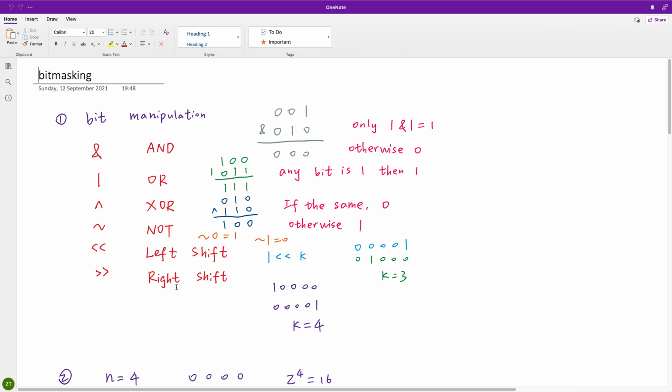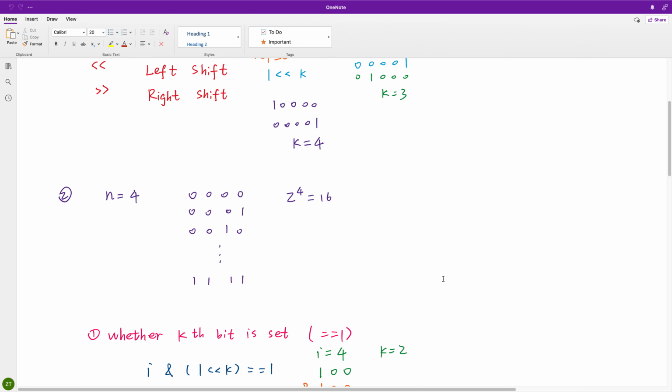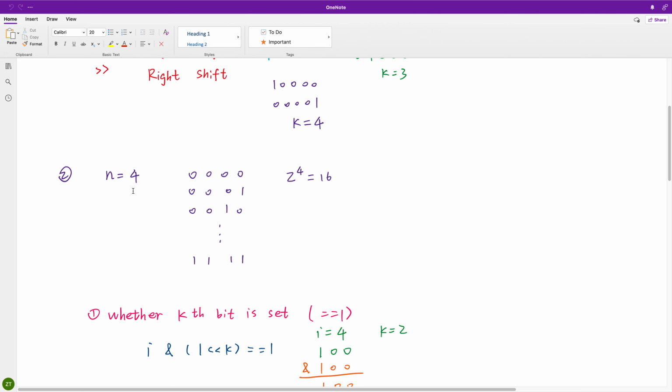The same for the right shift. For example, it's 1 0 0 0. If we right shift 4 bits, then we will get 0 0 0 1. Okay, that's the basic operators. Let's see some basic operations. First, let's see if n equals 4. For every bit, we have 2 possibilities, either 0 or 1. So in total, there is 2 to the power of 4, so we have 16 possibilities.